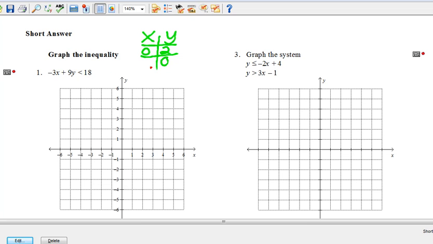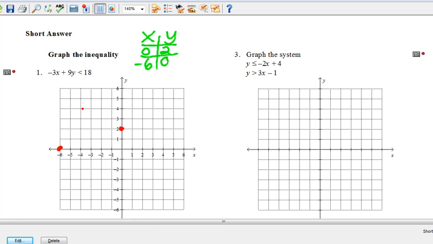Now, if my y was 0, I would have 9 times 0, which is actually 0. So -3x is equal to 18. My x would have to be -6. So now I'm going to go ahead and graph my intercepts. My y-intercept is 2, and my x-intercept is -6 over here.